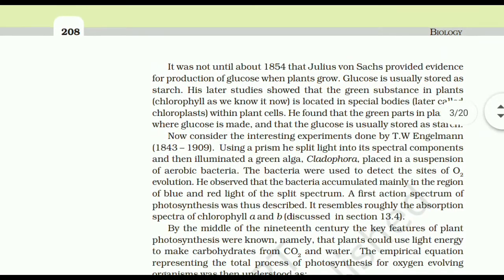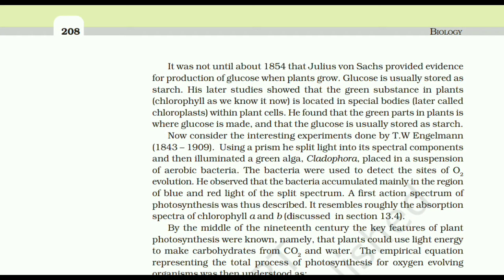It was not until about 1854 that Julius von Sachs provided evidence for production of glucose when plants grow. Glucose is usually stored as starch. His later studies showed that the green substance in plants, chlorophyll as we know it now, is located in special bodies which were later called chloroplasts within the plant cells. He found that it is in green plants that glucose is made and that the glucose is usually stored as starch.